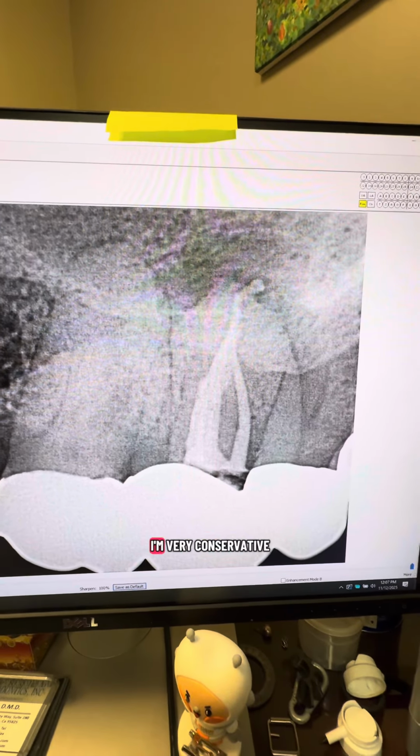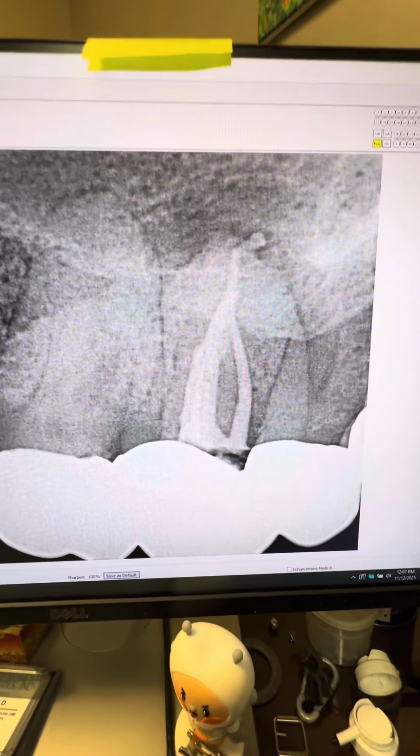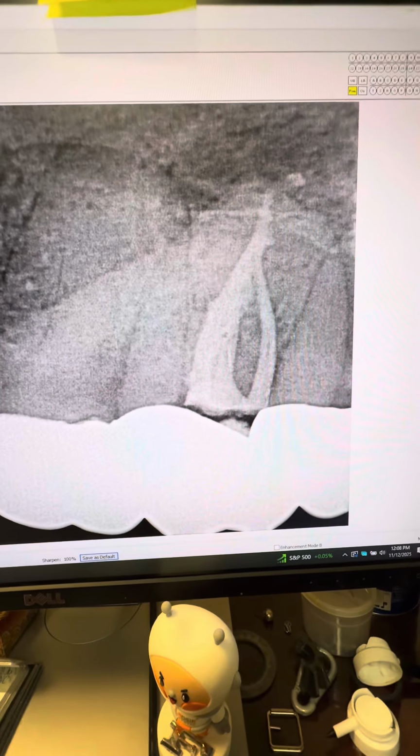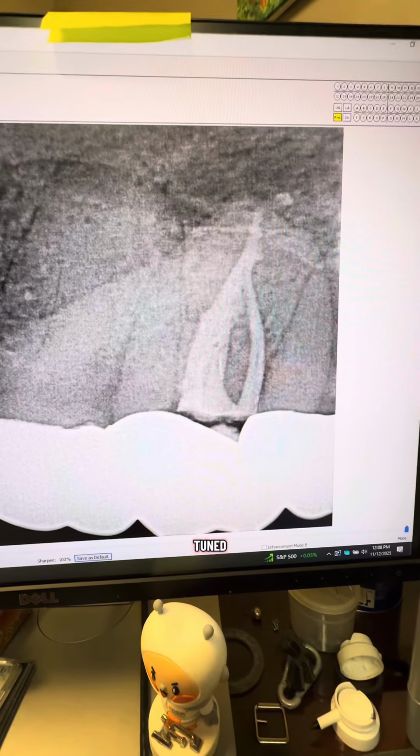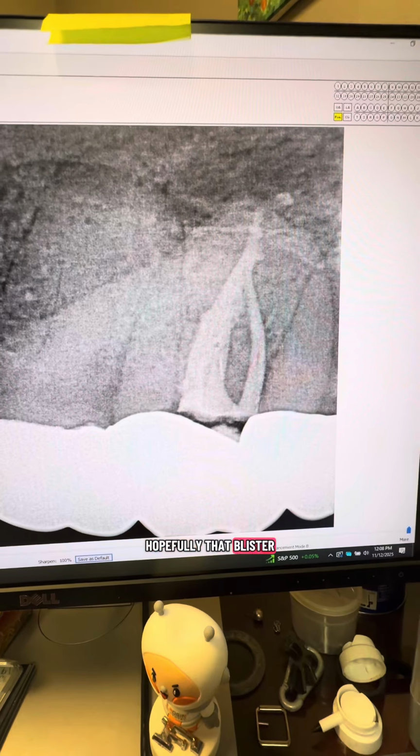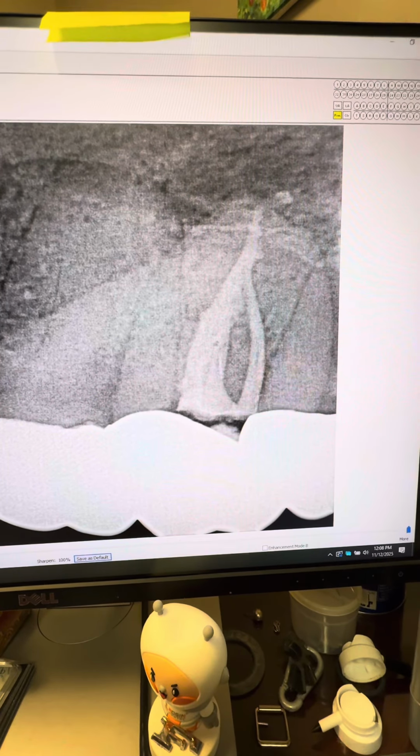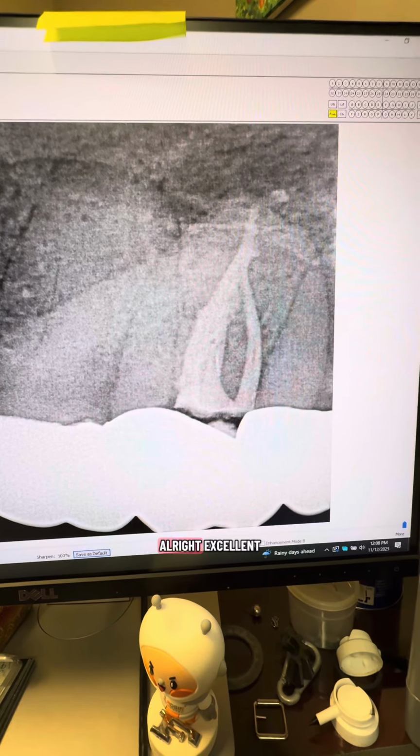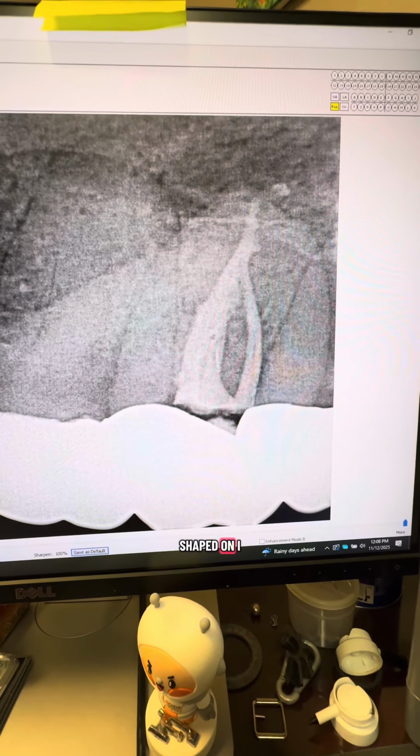But for now, I'm very conservative. Let's wait and see on this. As you can see here, everything went beautifully with this tooth. Another angulation. All right, so stay tuned. I'll have her come back in 1 month and 6 months. Hopefully that blister goes away in 1 month, and then 6 months, and hopefully we don't have to work on tooth number 4. All right, excellent. Very interesting. C-shaped upper first molar.